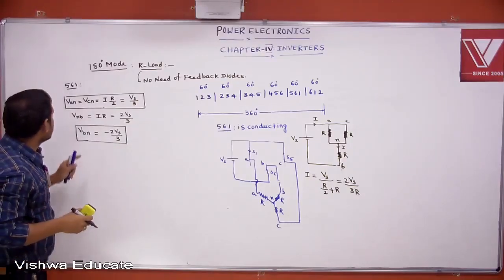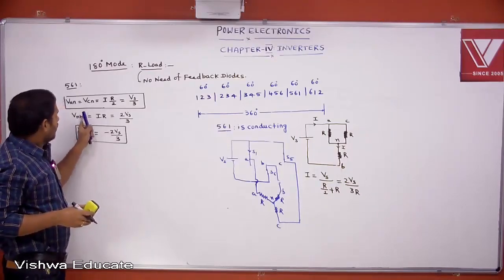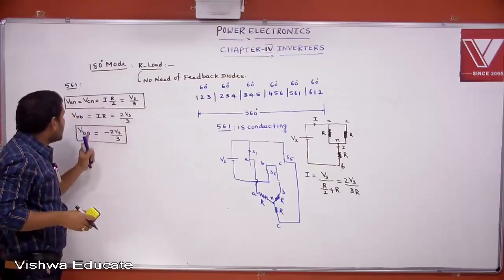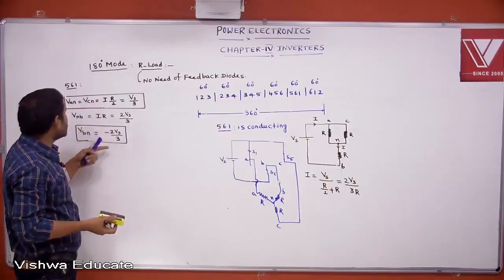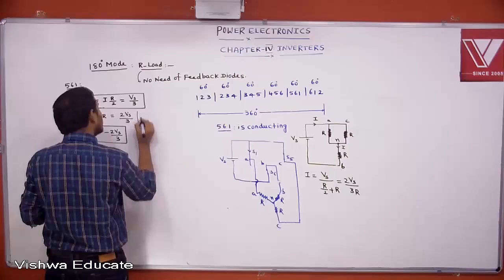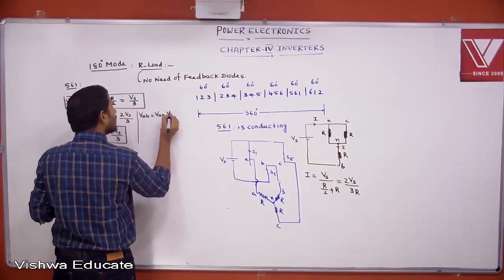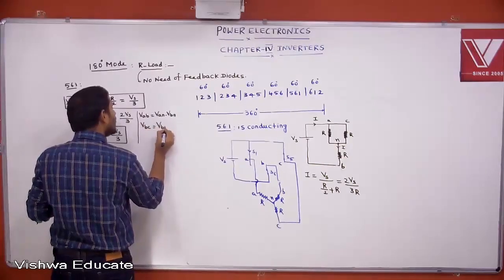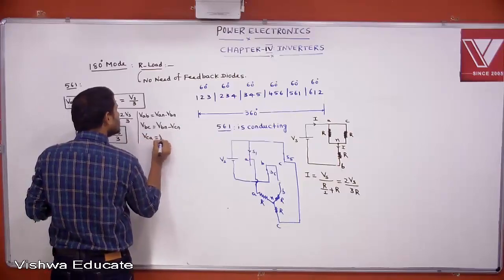Understood? But every time drawing the equivalent circuit, calculating phase voltages and line voltages is a lengthy process. Once you know the phase voltages, how to calculate line voltage? VAB equal to VAN minus VBN. I don't want to simplify, I am just writing. VBC equal to VBN minus VCN. VCA equal to VCN minus VAN.